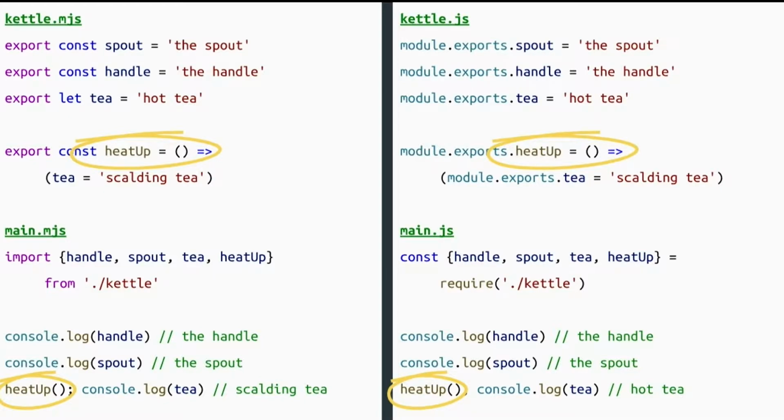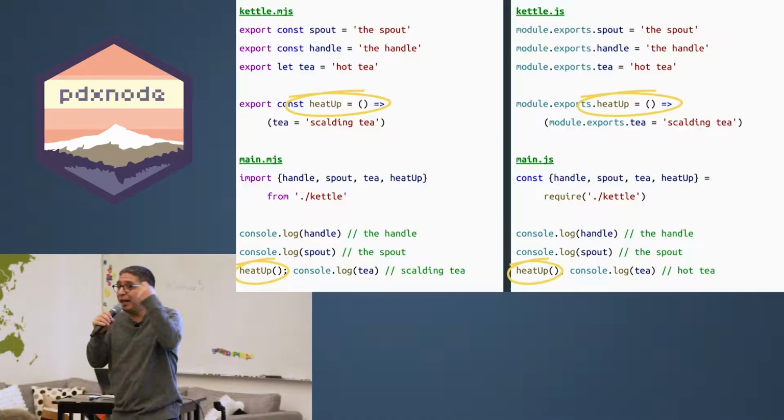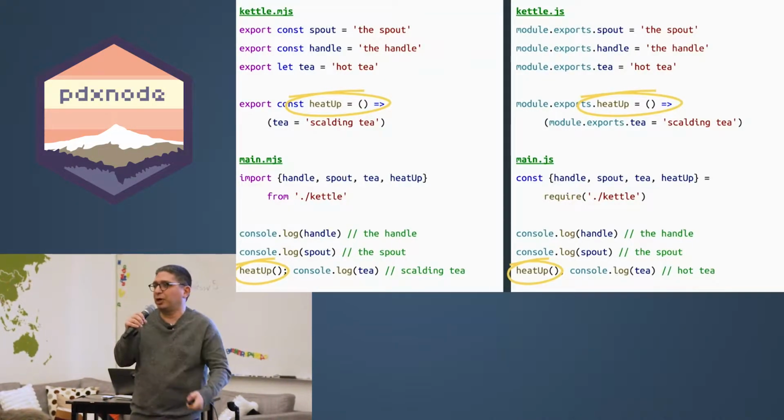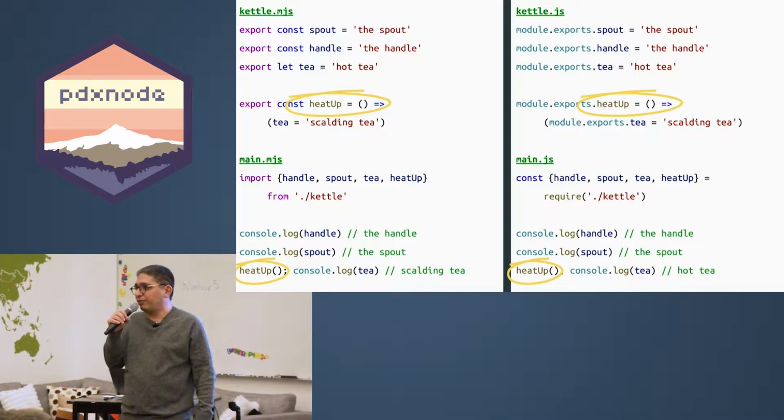Now let's use it. I import everything. I write handle, spout, and then I heat up. What will be the value here? I know it, it's written. Yeah, but it will be hot t. Why isn't it scalding? Why hasn't it changed? Because what we're getting, what we're importing here in t, is not the variable t from there. It's a copy of that. It's the value when I required that module. It's a copy of the value of t.